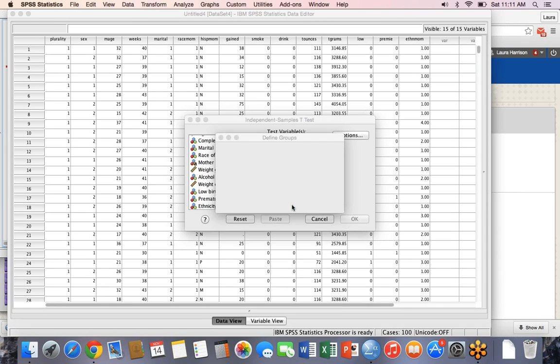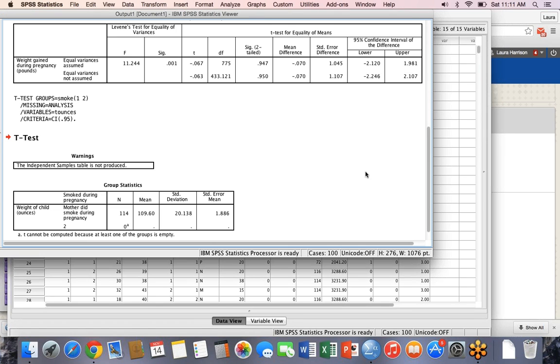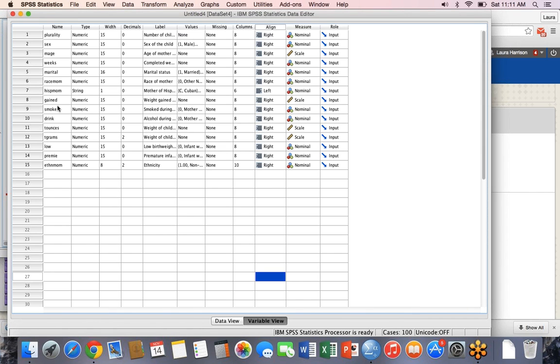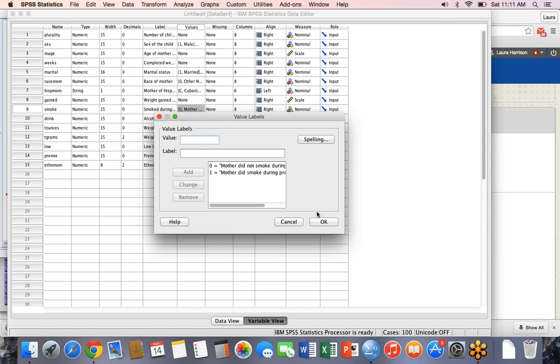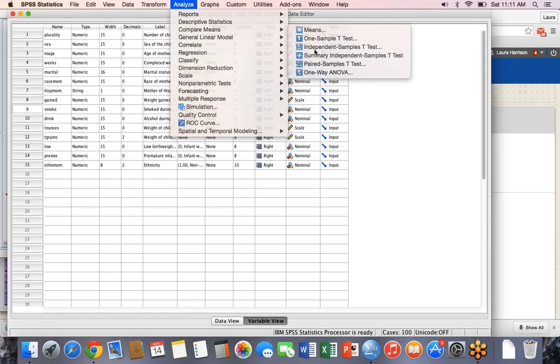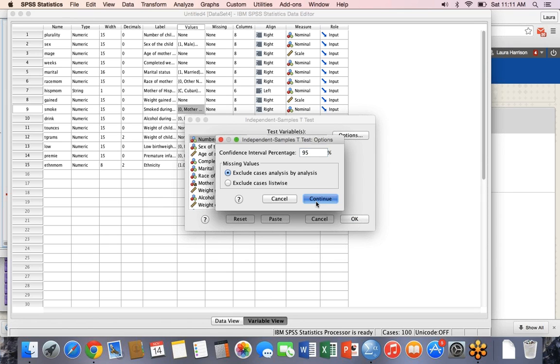Smoke during pregnancy. And again, we're going to define the groups. Let's roll the dice and say it's 1 and 2. We should have actually looked it up, but let's give it a try. Now, in this case, we made a mistake. Let's go back to our data file, our variable view, and look at smoking status. Yeah, it's 0 and 1. So we need to go back and tell it it's 0 and 1. Okay, good. Let's do it again.